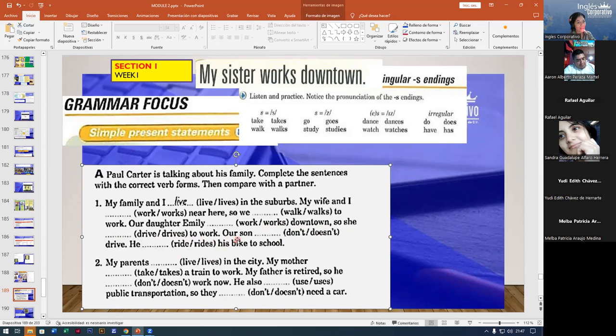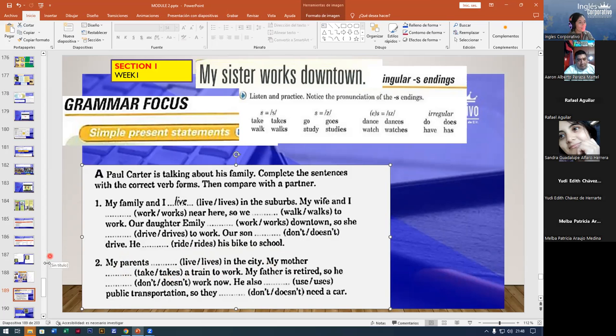Sandra Guadalupe, continue. Our son doesn't. Excellent. Third person negative. Perfect. Doesn't. He rides. Very good. He bikes to school. Really good job. Nice. Judy, continue. Number two, my parents live in the city. In the city, yes. My mother takes a train to work.